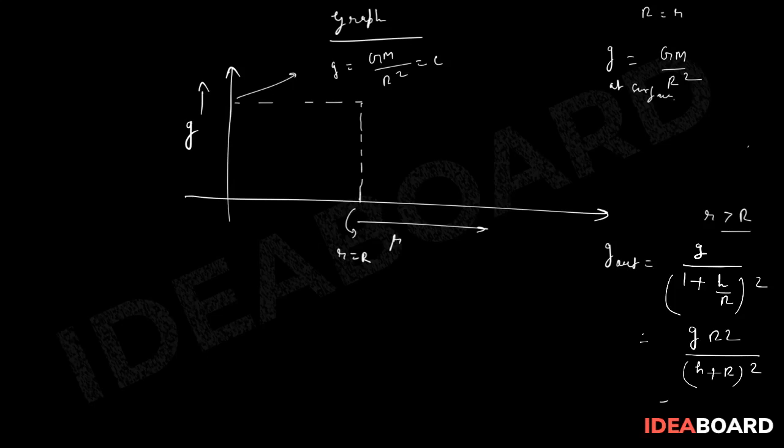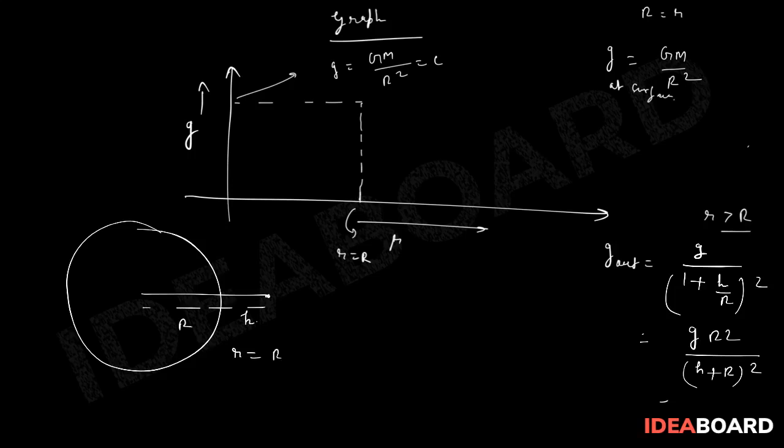So now this was the case when we were outside. That means at this point, this was the h, this was R. That means this r will be simply R plus h only, correct? That means g out will become GM upon r square.